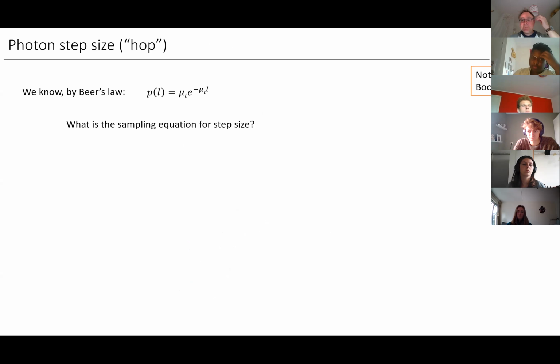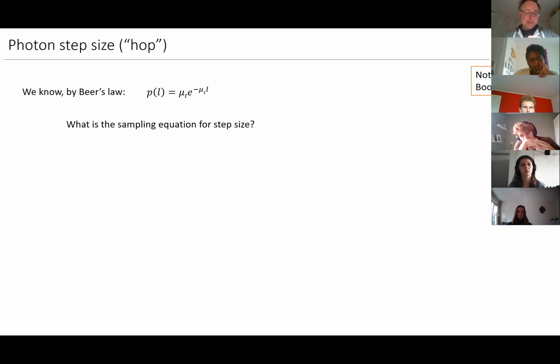So now let's look at an example of this. Let's see if we can sample the photon step size, so the step a photon takes without interaction. We knew already the probability density for interaction-free paths was given by this Beer type law: mu s or mu t, it says here, times exponential of minus mu t times L.